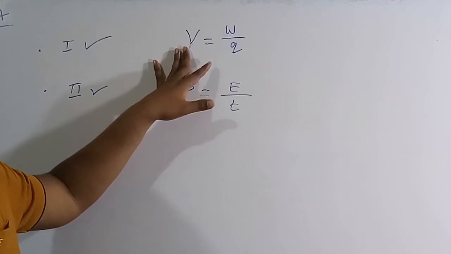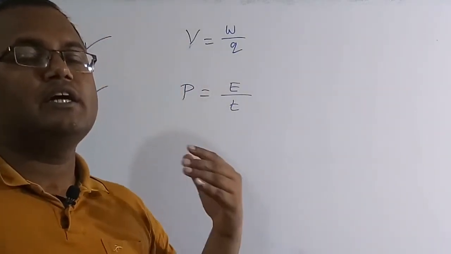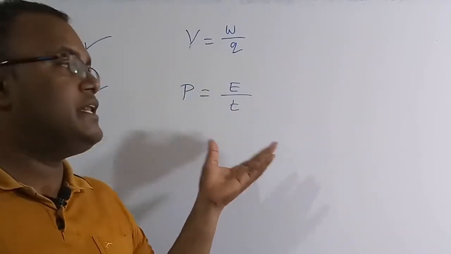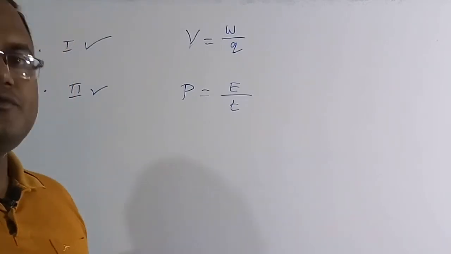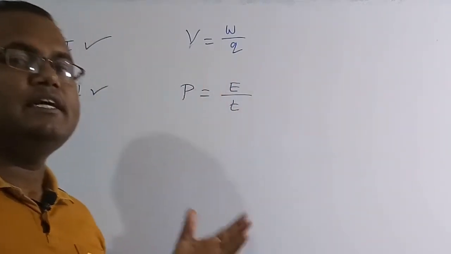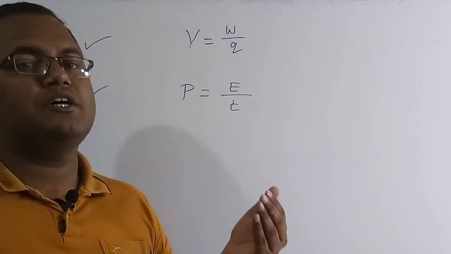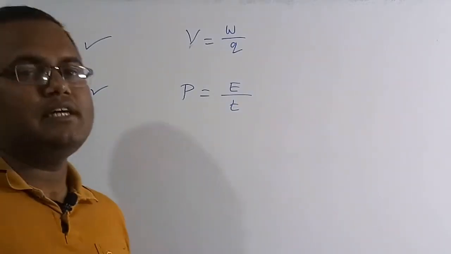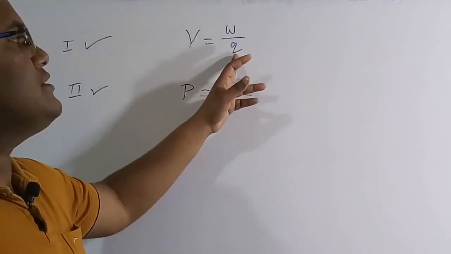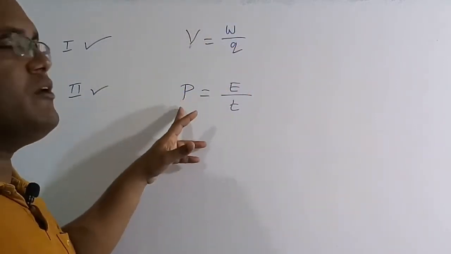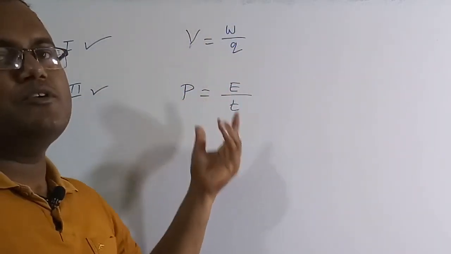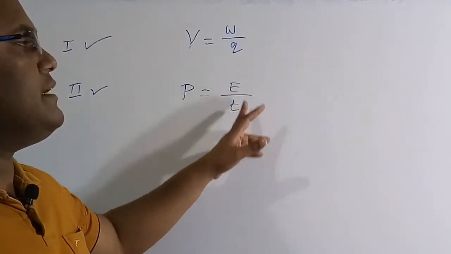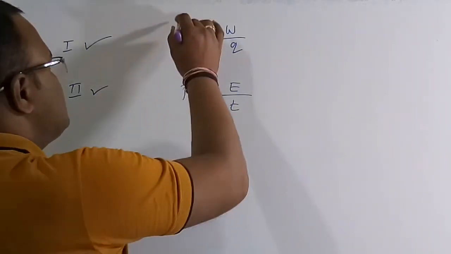The definition of voltage is the amount of work done in order to bring a unit charge from infinite distance to a finite distance from a charge. So listen carefully, voltage is the amount of work done in order to bring a point charge from infinite distance from the source to a finite distance from the source. So voltage is equal to work by charge. And power is the amount of energy consumed per unit time, so P is equal to E by T. This is called the power and this is called the voltage.